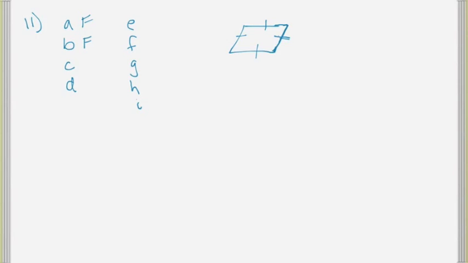C says all squares are similar. True. What do we know about a square? Same angles and same sides. So all the angles will have to be the same in any squares, and if they're not exactly the same size, there will at least be some relationship between those sides because they're all the same. So that is true.